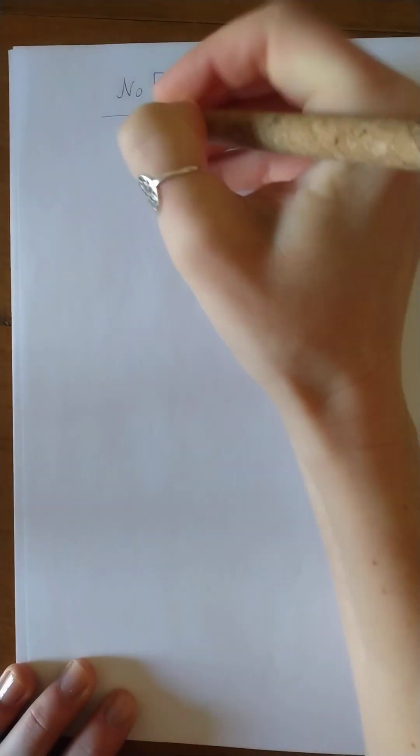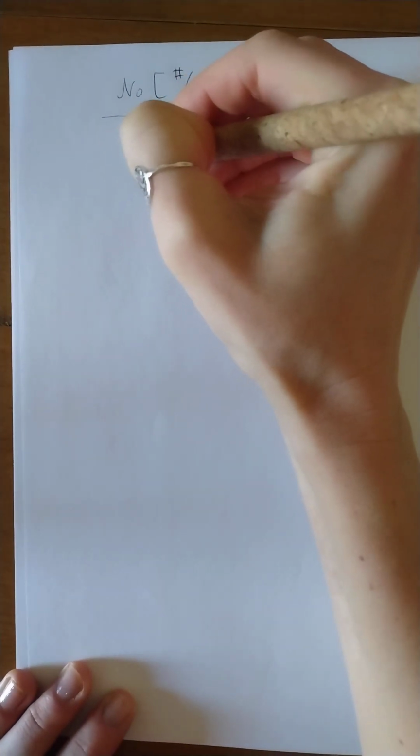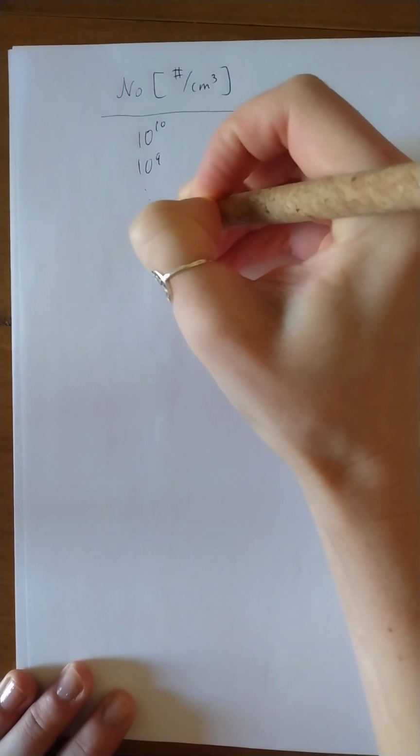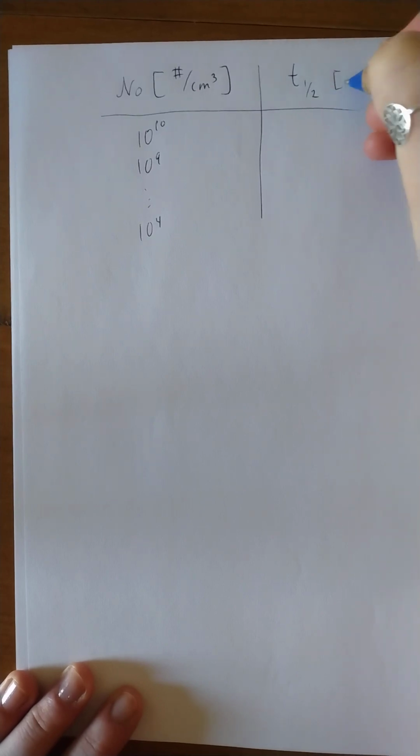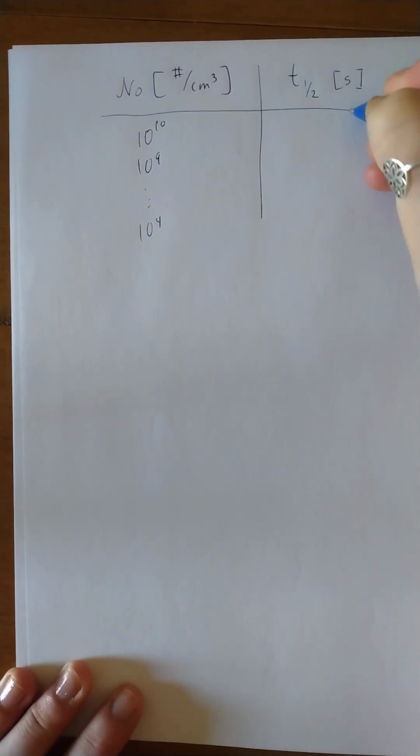Okay, so we're going to work this last practice problem on coagulation. This has to do with calculating what they're calling aerosol half-life, the time to reduce the number concentration by a factor of 2. We're given a table that has a bunch of initial number concentrations that vary by orders of magnitude. So 10 to the 10, all the way down to 10 to the 4. We want to know what this time to reduce the number concentration by a factor of 2 is.